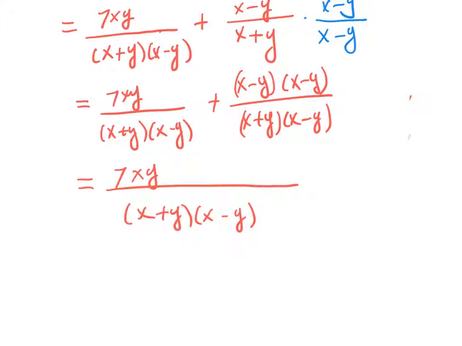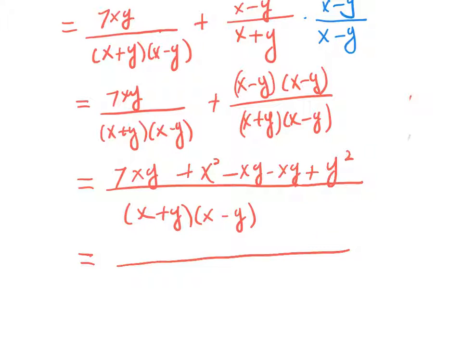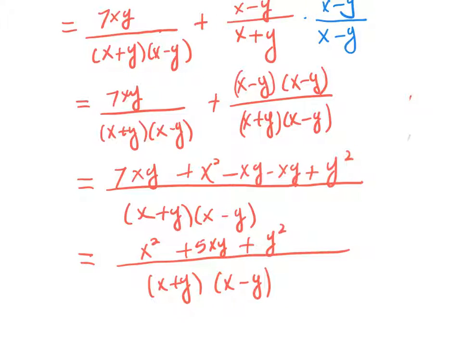Well, the x minus y times x minus y, for this one, let me use FOIL so we can simplify. And let's combine like terms. So we have x squared, 7xy minus xy minus xy with 5xy, and then plus y squared is my numerator. And then I have no way to factor my numerator, so this is my final answer. Okay, second problem.